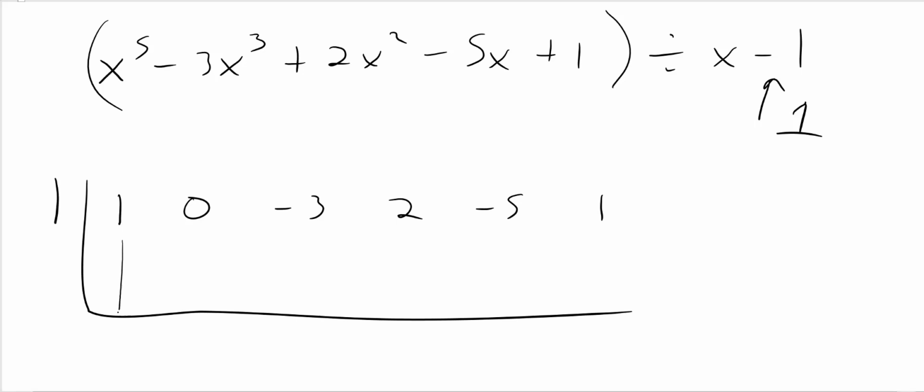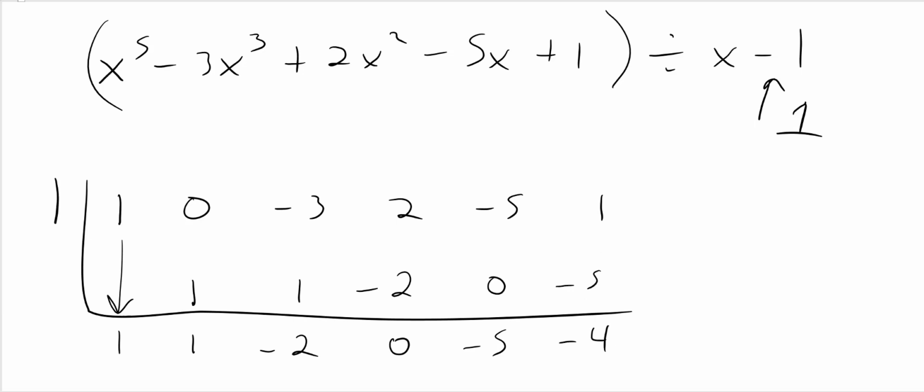So we bring down the 1. 1 times 1 is 1. 0 plus 1 is 1. 1 times 1 is 1. Negative 3 plus 1 is negative 2. Use your calculator, it's fine. 1 times negative 2 is negative 2. That cancels out to 0. 1 times 0 is 0. Negative 5 plus 0 is negative 5. And 1 times negative 5 is negative 5. 1 minus 5 is negative 4. Okay, so let's get going here.